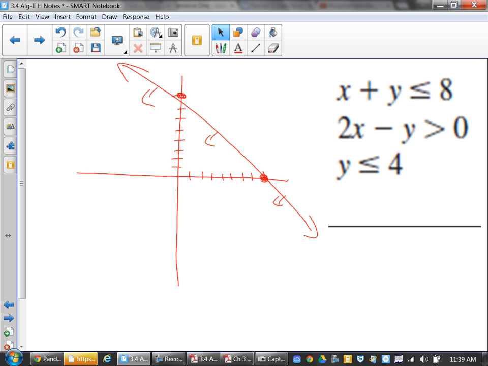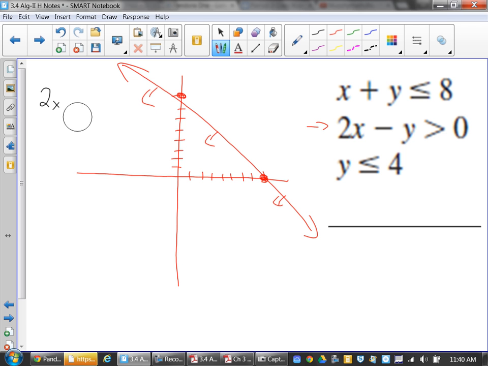Now the next one, if you do your cover and solve, you get y-intercepts and x-intercepts at 0. Doesn't help you, does it? No, this one doesn't help you on that. What you want to do here, with this equation, is solve it for y. So you have 2x is greater than y. Do you agree with me on that? Yes.